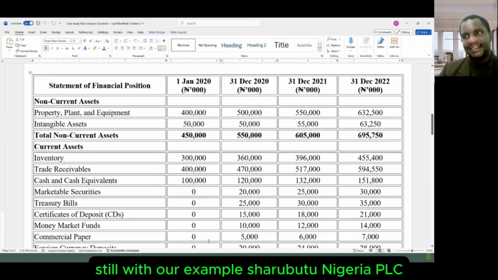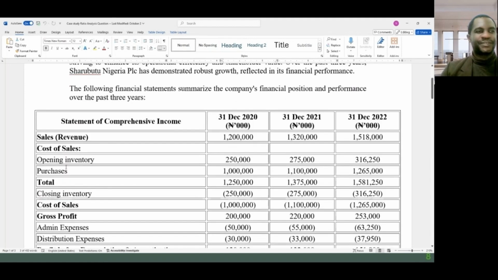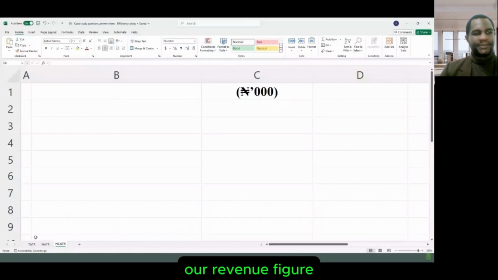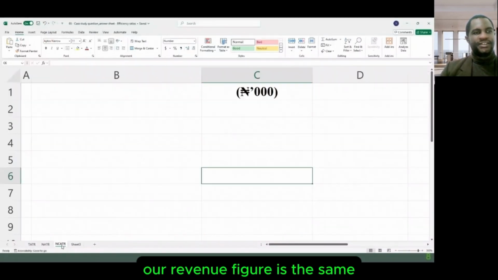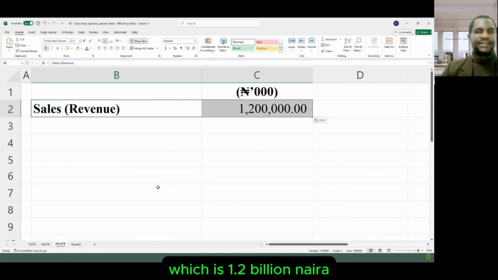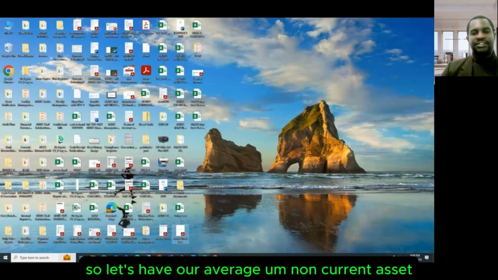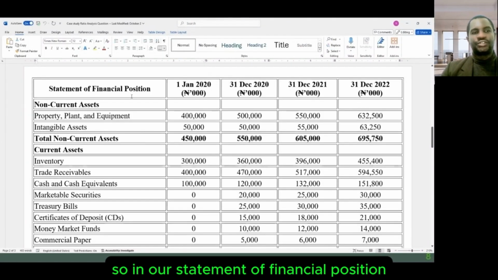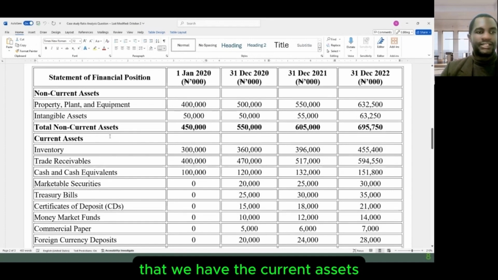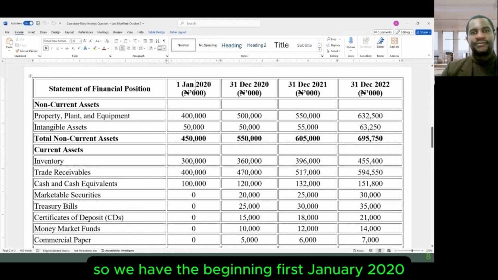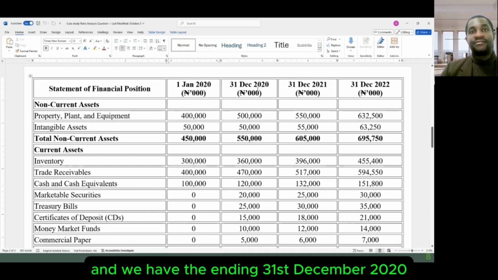Still with our example, Sharubutu Nigerian PLC. Let's pick our revenue figure. Our revenue figure is the same, which is 1.2 billion naira. So let's have our average non-current asset. In our statement of financial position, we have the non-current asset and we have the current asset. So here we are only using the non-current asset. We have the beginning, 1st January 2020, and we have the ending, 31st December 2020.